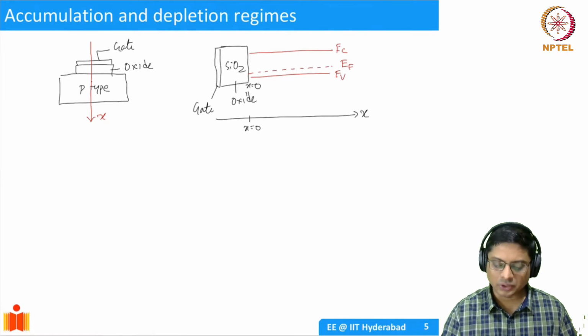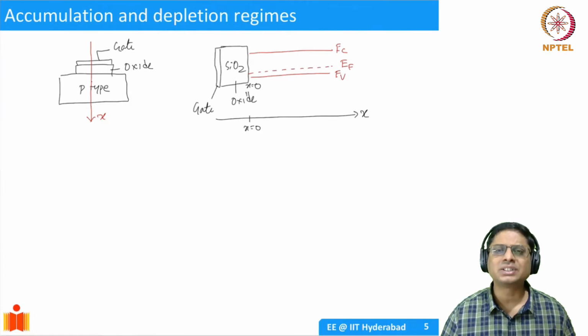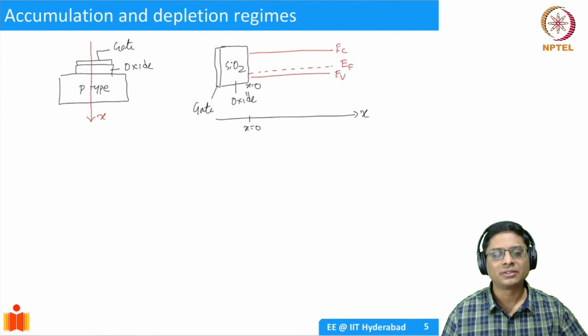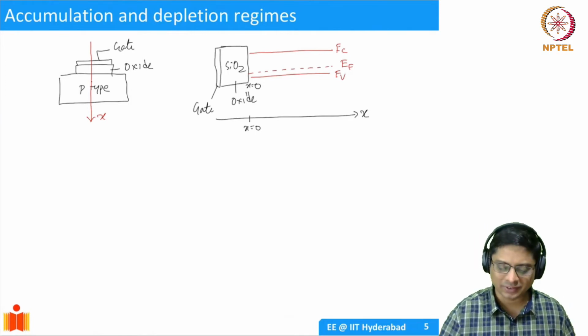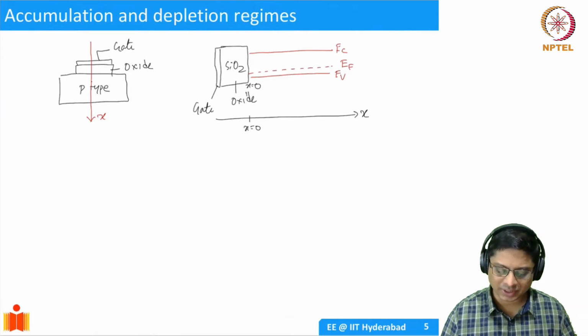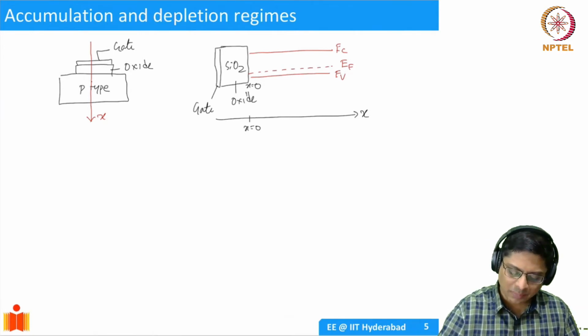Now we want to draw this band diagram. Without any applied bias, nothing much happens. We are not really worried about the Fermi level in the gate right now. We'll assume that it's exactly the same Fermi level as the substrate, so we are not even showing it. This is at 0 applied bias.